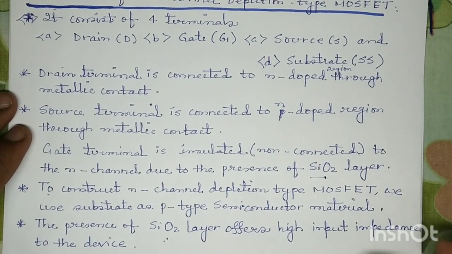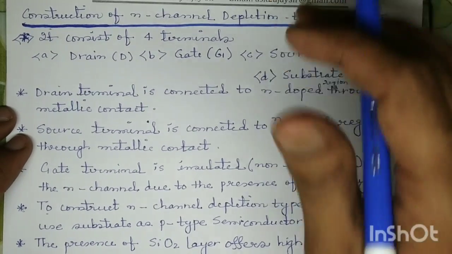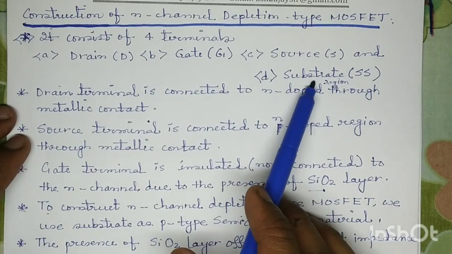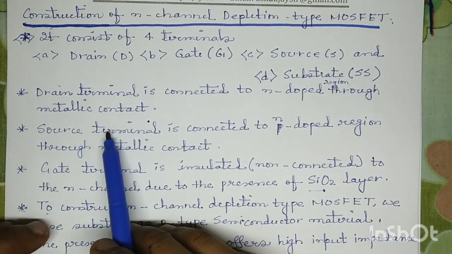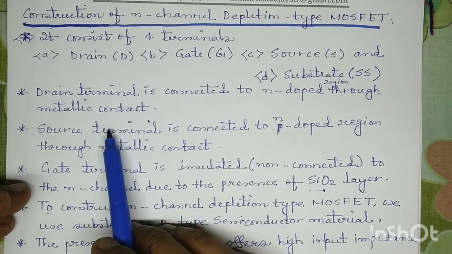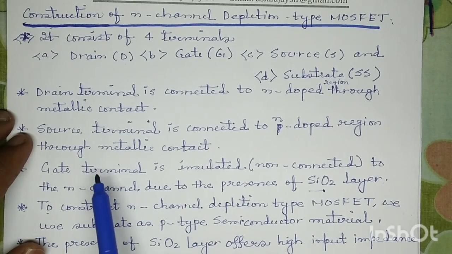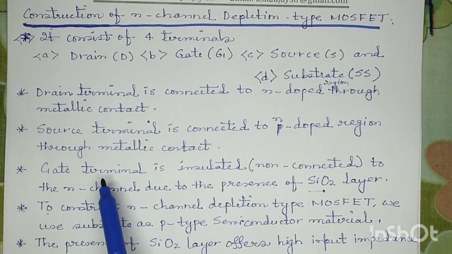So in the similar manner, you can explain the construction of p-channel MOSFET. The p-channel MOSFET also consists of the 4 terminals: drain, gate, source and the substrate. In case of p-channel MOSFET, drain terminal is connected to the p-doped region through a metallic contact. Source terminal is connected to a p-doped region through a metallic contact, and gate terminal remains insulated, not connected from the p channel.